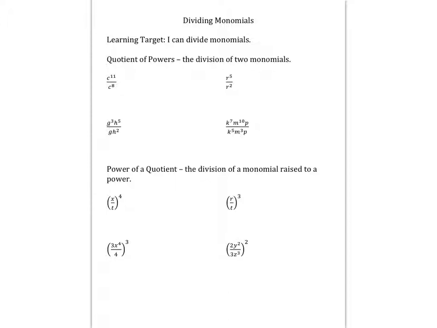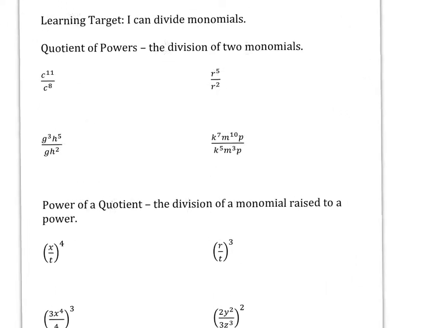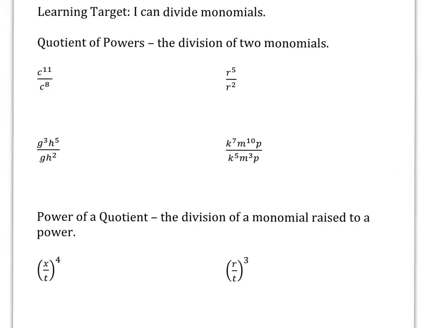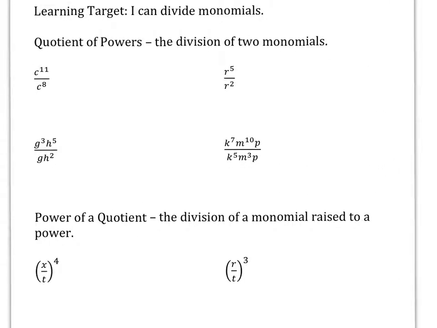So the first thing we're going to look at, the first rule, is called the quotient of powers rule, and this is the division of two monomials. So if we look at the first example, I'm going to look at actually r to the fifth over r squared, because that will be a little bit easier to write this first example out. So if I have r to the fifth over r squared, I can write that out as 5 r's over 2 r's. And then if I have two r's on the bottom, those 2 r's will cancel with 2 on the top, and I'm left with r cubed.